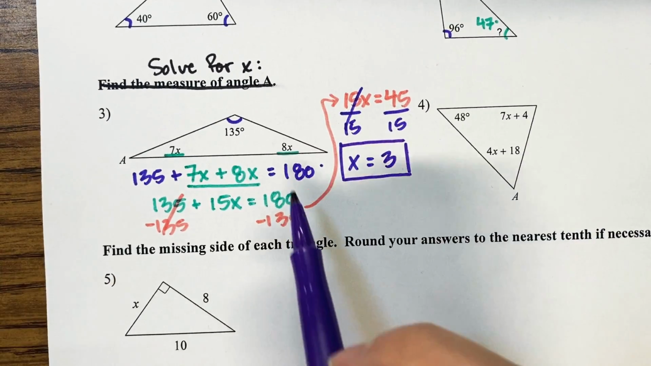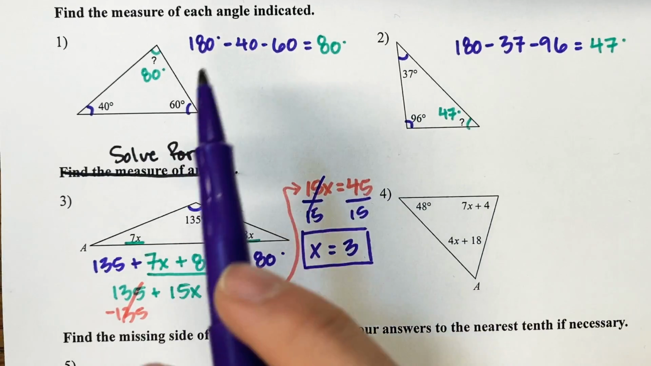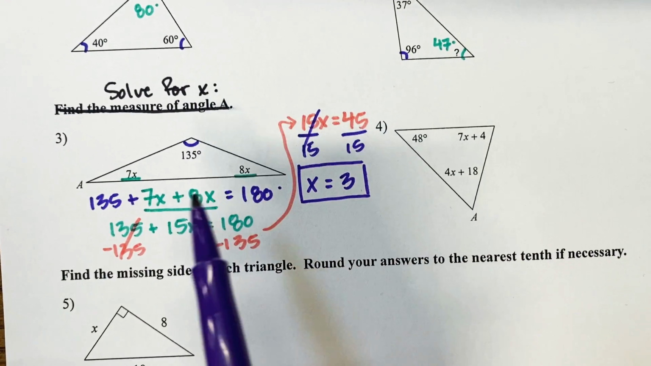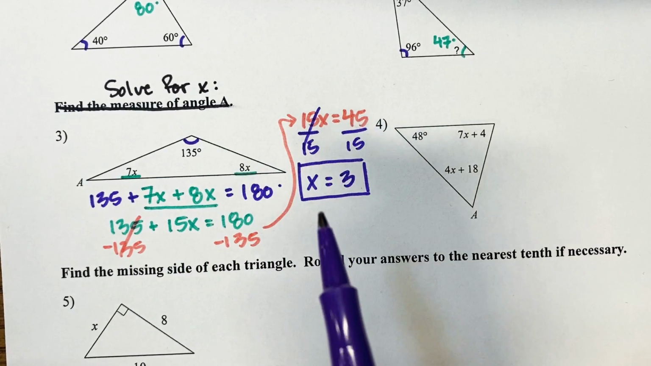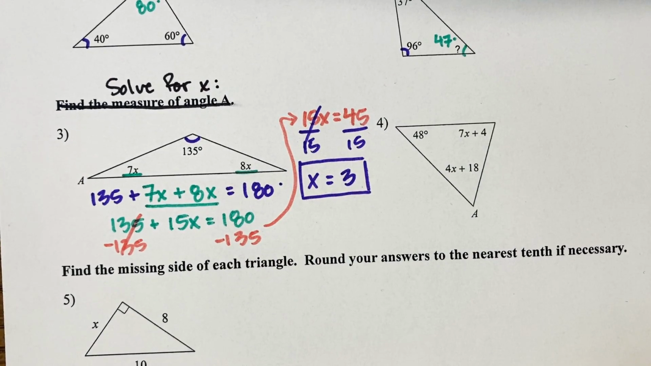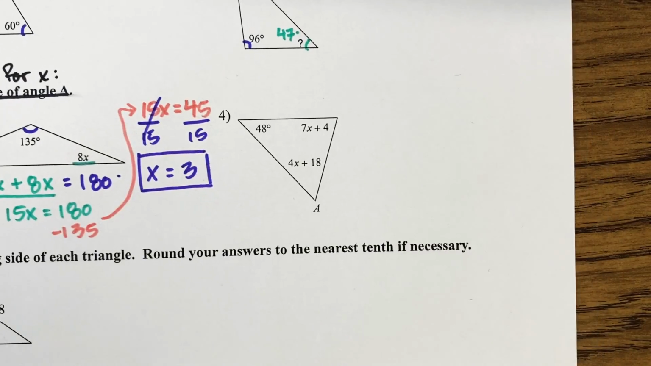So remember, when you cannot subtract them from 180 because we only are given one angle, they can always add to 180. Combine like terms and solve for x. Beautiful.